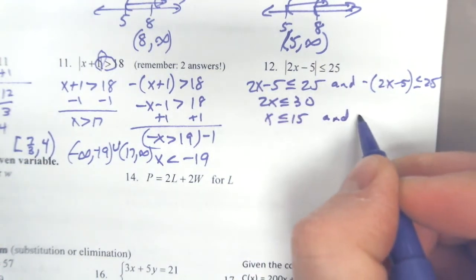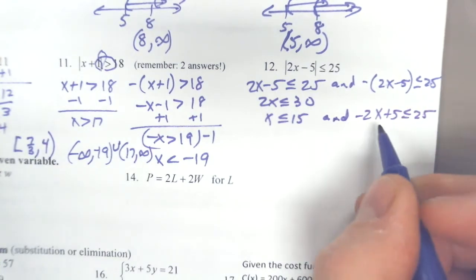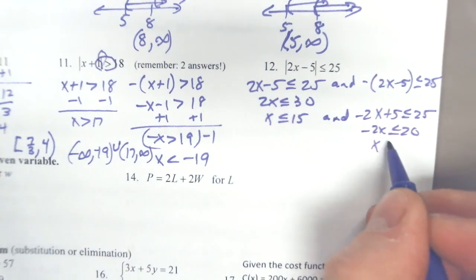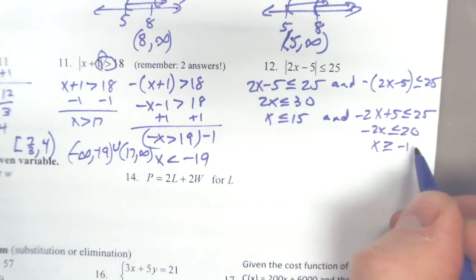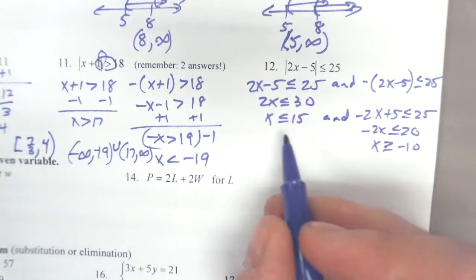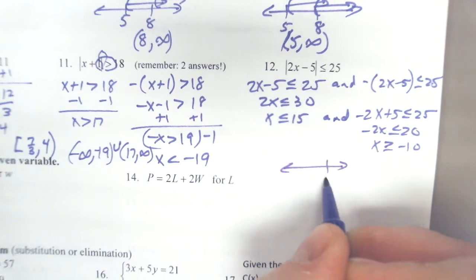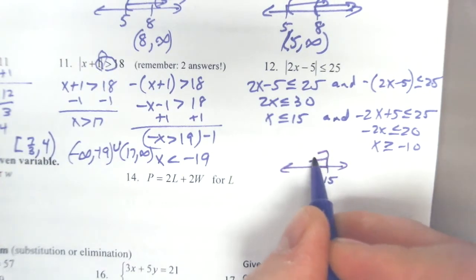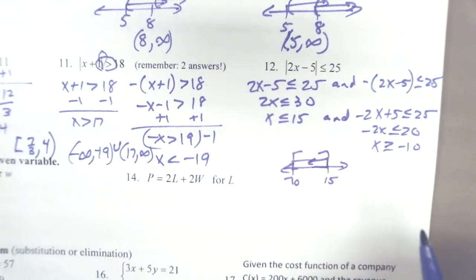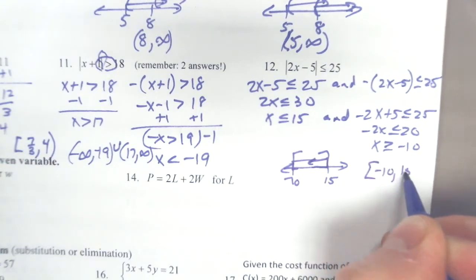Distributing my negative, I get negative 2x plus 5 is less than or equal to 25. Subtracting 5 from both sides gives me 20. Dividing by negative 2, remember to switch the sign when you divide by a negative. And there's my two solutions. Since we're putting them in interval notation, x is less than or equal to 15 would look like that. X is greater than or equal to negative 10 would look like that. Since it's an and statement, we would write it as inclusive negative 10 to inclusive 15.